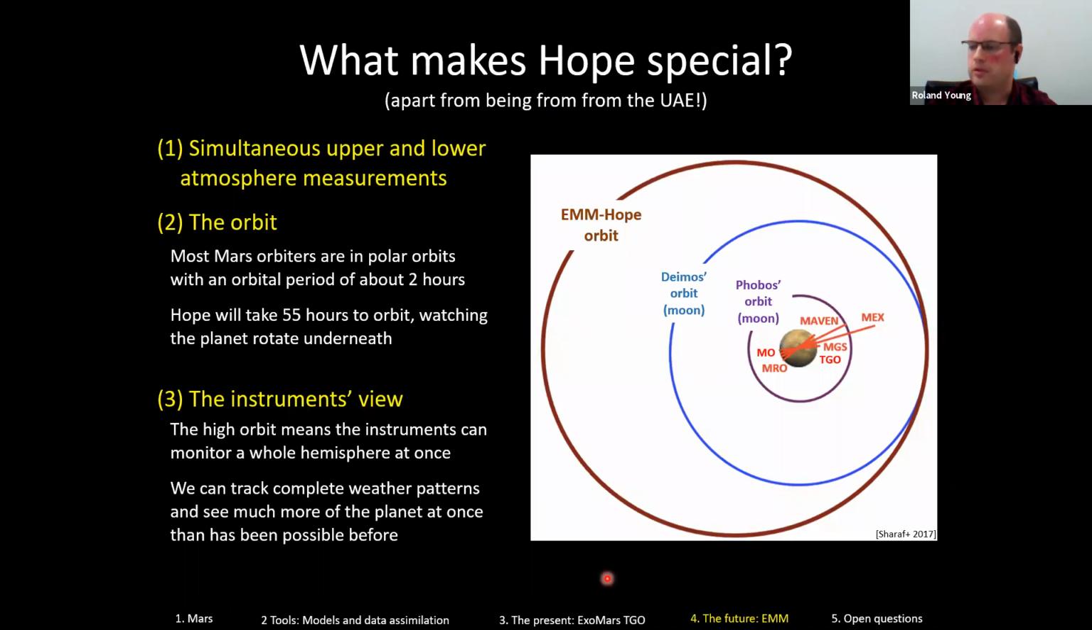So what makes Hope special as a spacecraft is, as I've mentioned, it can observe the upper and lower atmospheres simultaneously, and that has not been possible before from a single spacecraft, I believe. But really, what will make it really interesting is the orbit that the spacecraft has. If you look on this diagram on the right, you'll see all these red lines show the orbits of the six orbiters that are currently in orbit around Mars at the present time.